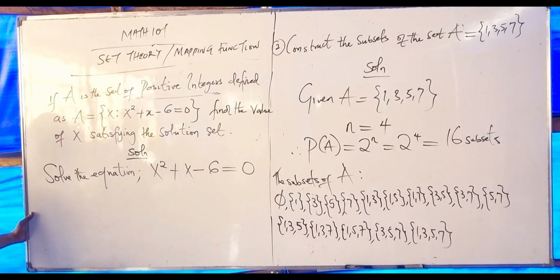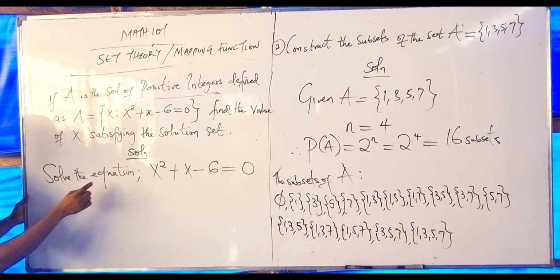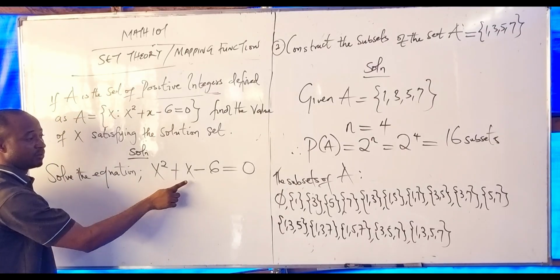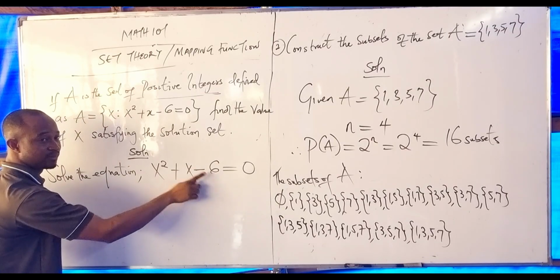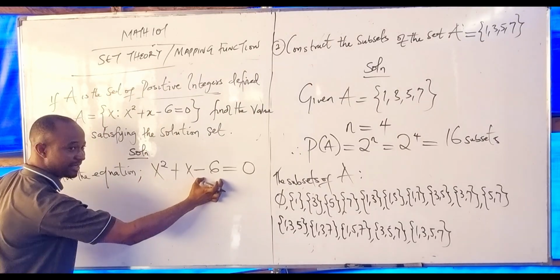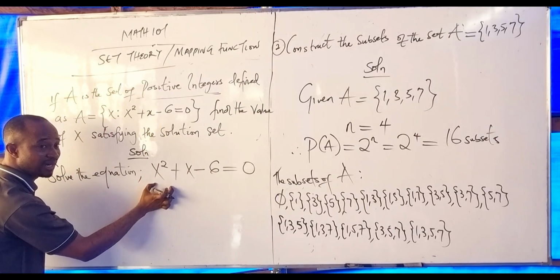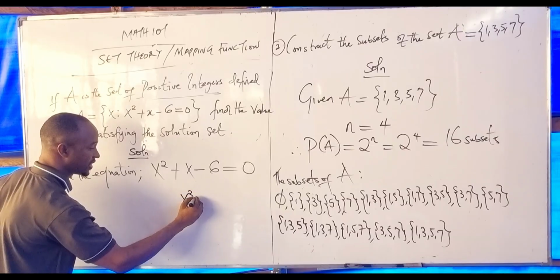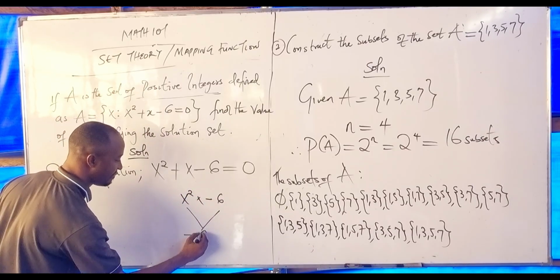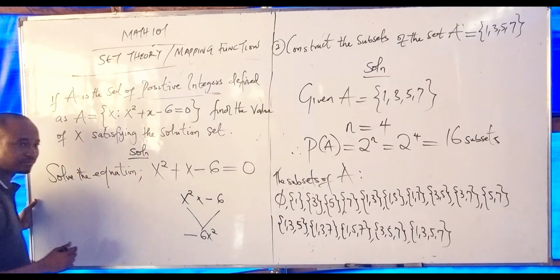How do we factorize? Listen, please. How many terms do we have here? 3 terms. What is the first term here? Now the principle here is this. Multiply the first term by the last term. The first term is S squared. S squared times minus 6. That will give us minus 6 S squared.